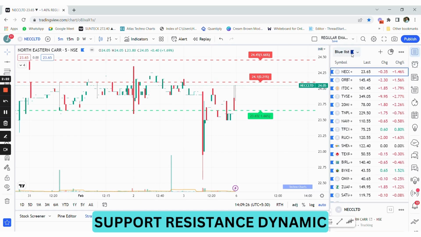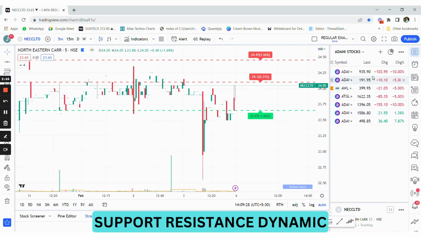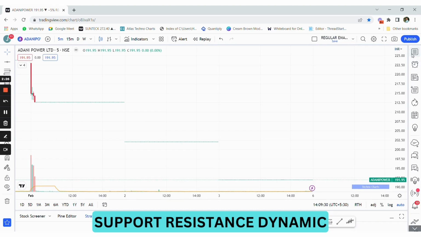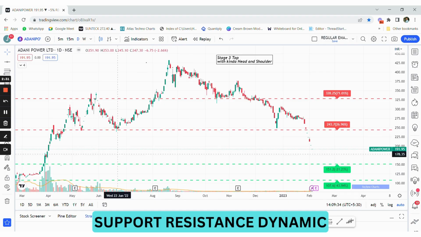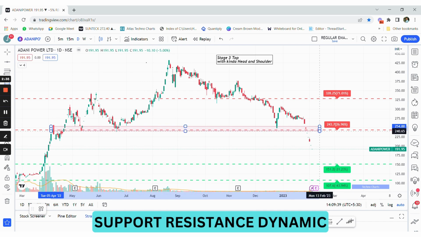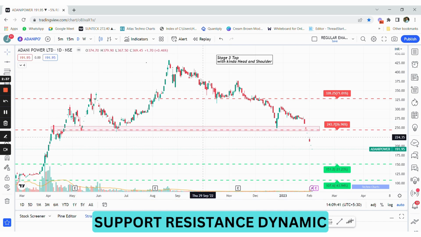Basically, let's open some charts of Adani stocks, let's say. If I open some random chart, we can see that it correctly marks the support and resistance accurately here, right? So this is one indicator that can help you to shorten your time period on the charts.